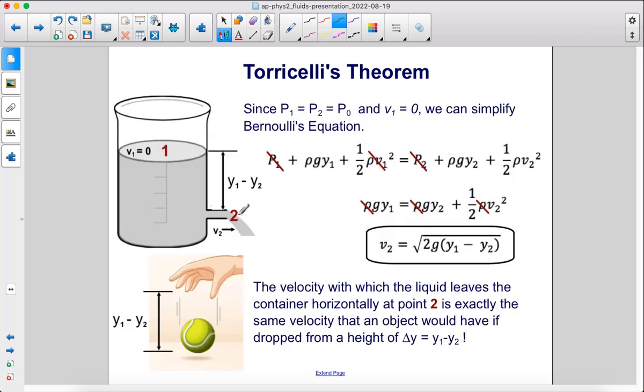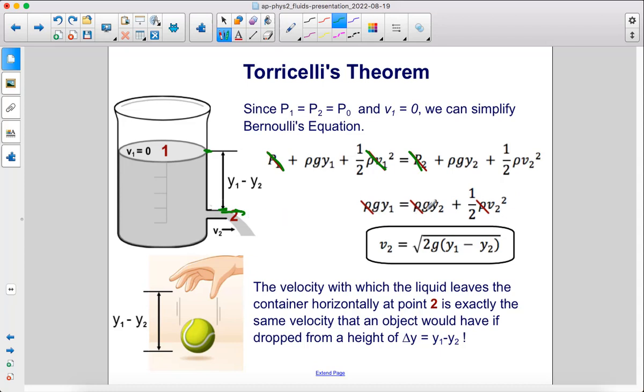Since the pressures at both points are equal and V1 is 0, let's go ahead and simplify Bernoulli's equation. All right, these will cancel out. This will go to 0, and therefore we have rho g y1, so that's this height here, equal to rho g y2, and that's the height down here, plus 1/2 rho v2 squared, and that's going to give us that kinetic energy of the water flowing out.